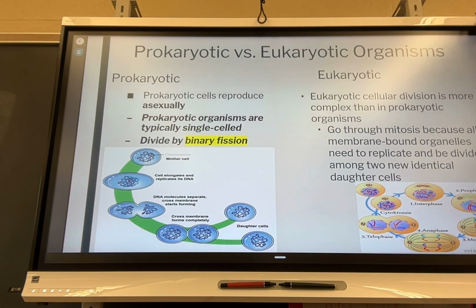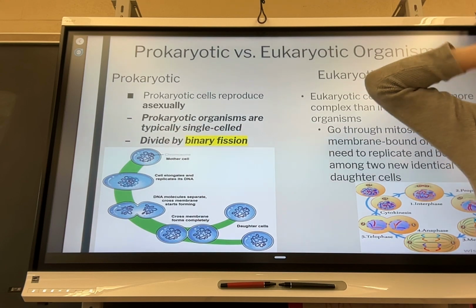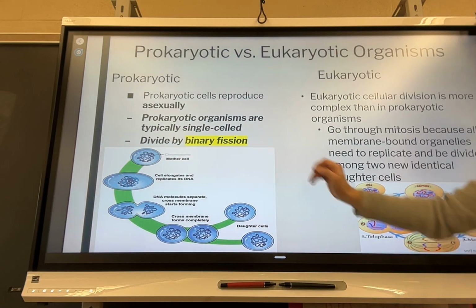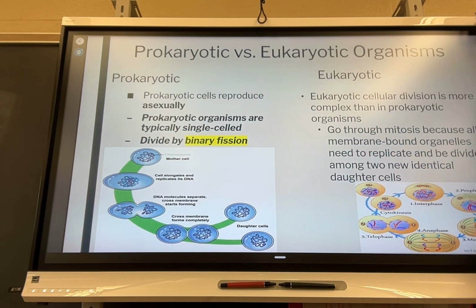Eukaryotes then have a nucleus. So we are again differentiating this. Prokaryotic cells, in this case, are going to reproduce asexually. Asexually means that there's no egg and sperm, so they are going to just kind of divide. In this case, they are going to be dividing by binary fission. So that is just the separation of the cell into two cells.